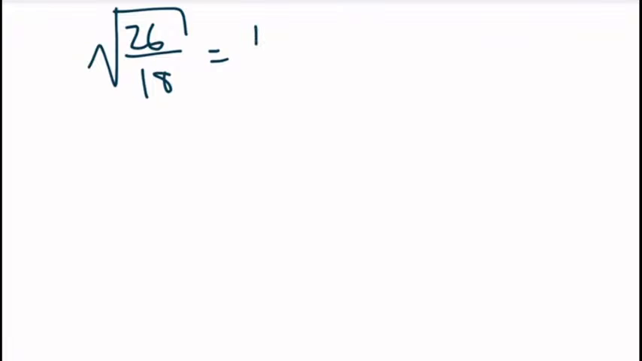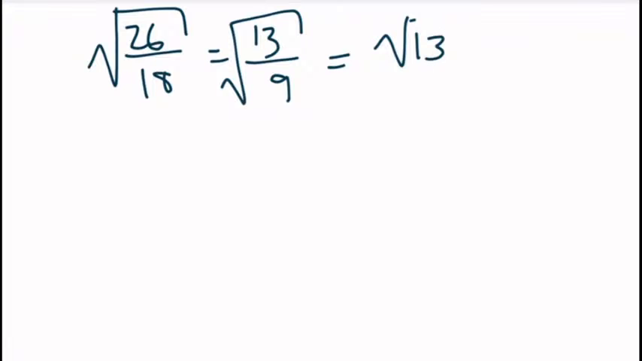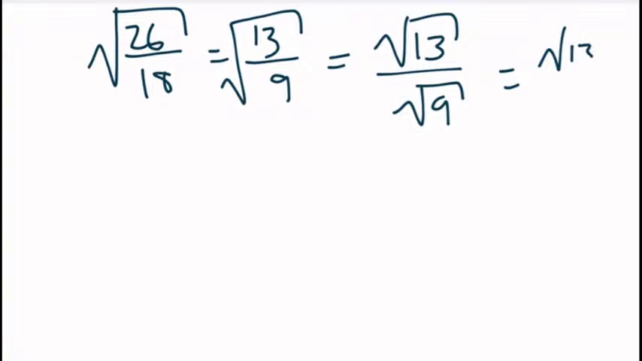How about, let's do radical 26 over 18. So the first thing we're going to do is simplify the fraction inside of the radical to make this simpler. So if you divide the top and bottom by 2, you get 13 over 9. And then you have to separate them into their own radicals, and 9 is a perfect square, so we just get radical 13 over 3.